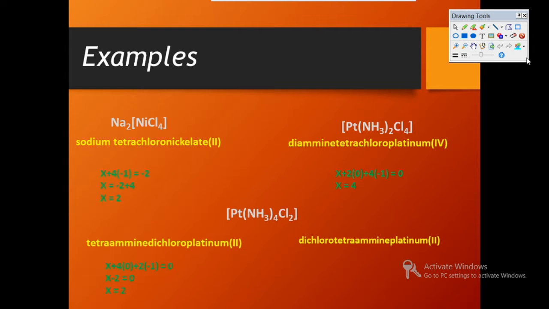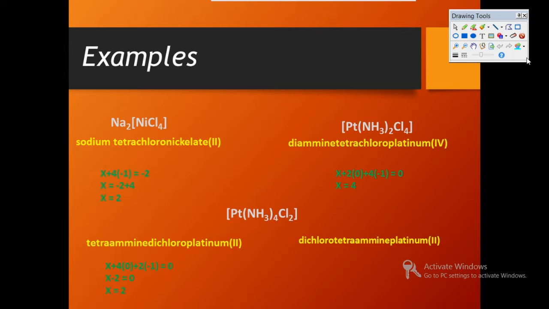Third part of the Nomenclature of Coordination Chemistry lecture series. In this part, I am going to deal with 3 examples. So far, we have learned 3 rules of the naming of coordination compounds. Based on this knowledge, we are going to understand how coordination compounds are named.